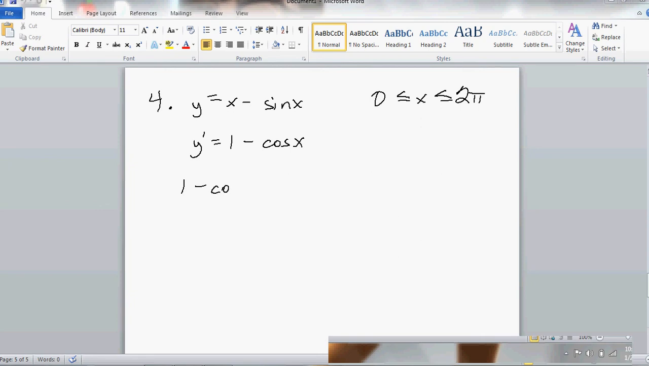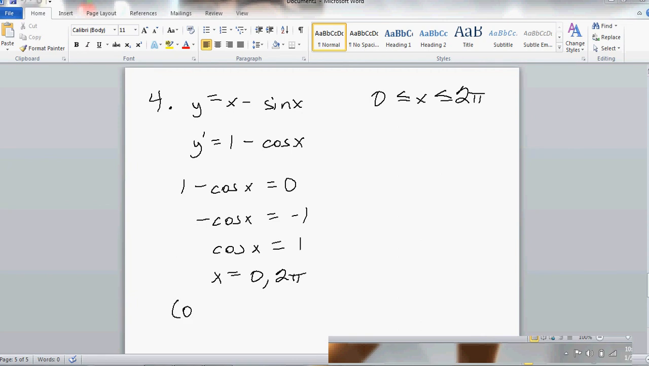So 1 minus cosine of x has to equal 0. So that means negative cosine of x equals negative 1, or cosine of x equals 1. Well, the only place that cosine of x equals 1 is, well, it's not the only place, when x equals 0 and when x equals 2 pi, which both of them are in the domain, so we need to include both of those. So we know this will be our extremes, 0 and 2 pi.